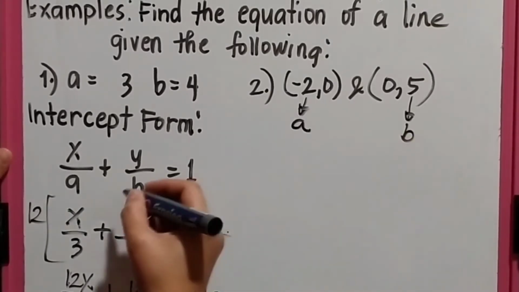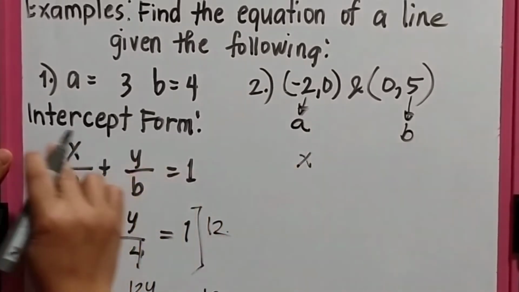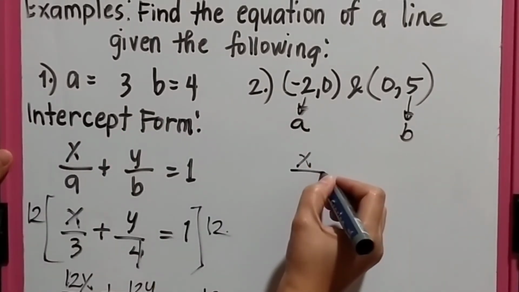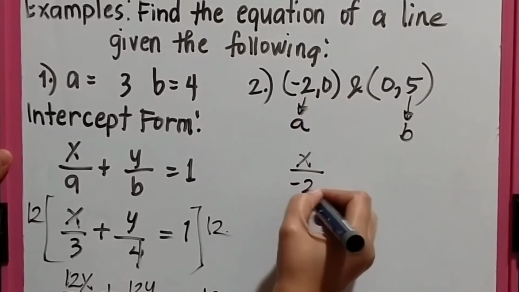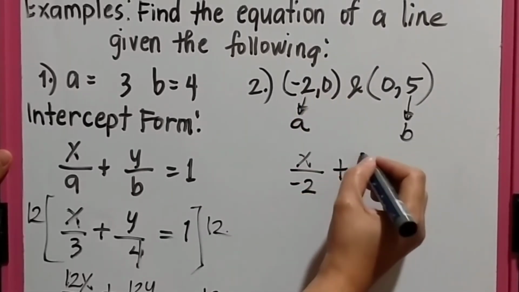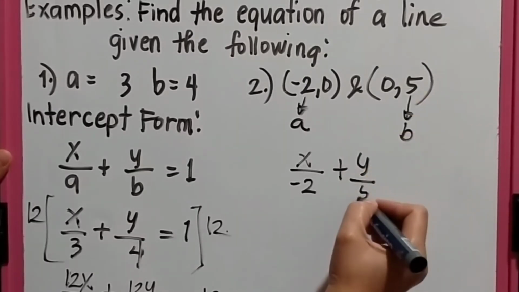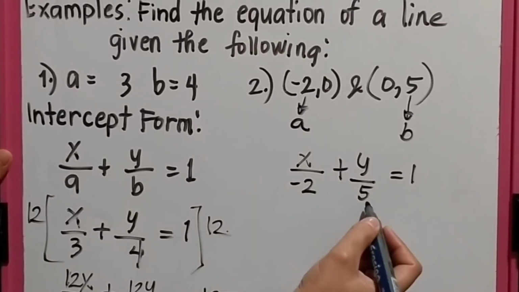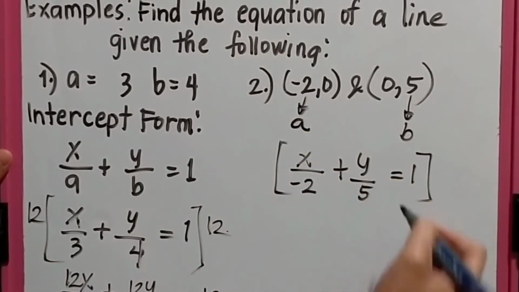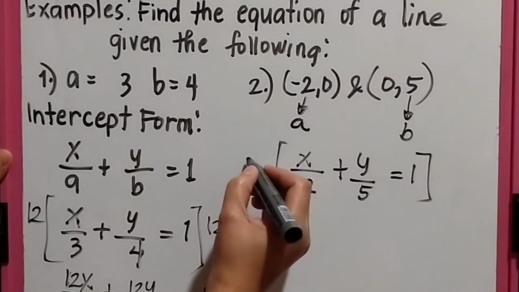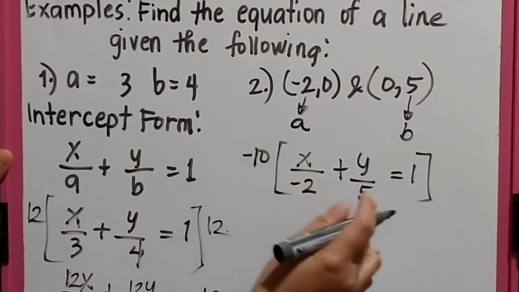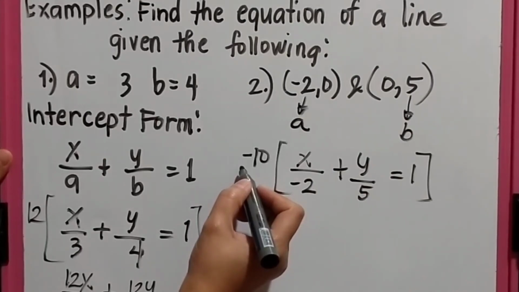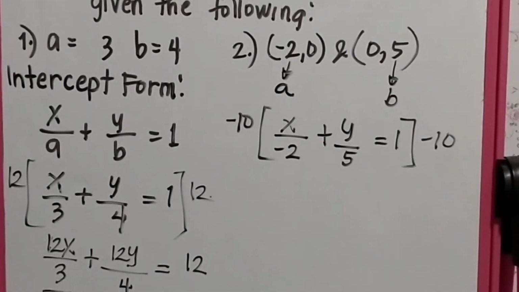And then, we will just substitute that to the intercept form of a line. So, x over a, which is negative 2, plus y over b, which is 5, equals 1. So, next, we're going to get the LCD. So, what is the LCD? Negative 2 and 5, the LCD is 10. Or pwede namang ding negative 10. So, let's take negative 10. And let's multiply both sides of the equation by that.